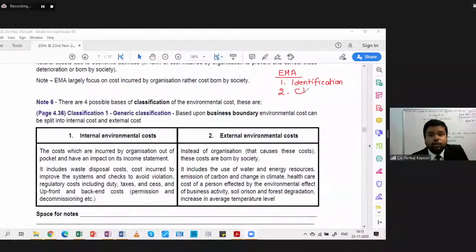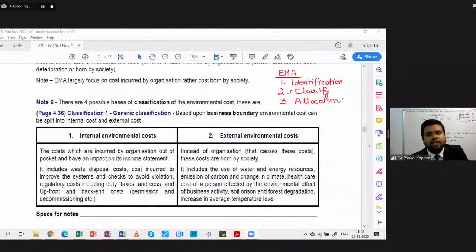The second step is what? You need to classify the cost into different heads, whether it is internal cost, whether it is external cost, whether it's a preventive cost, whether it's an appraisal cost, and so on. What is the third step? You need to allocate the cost.